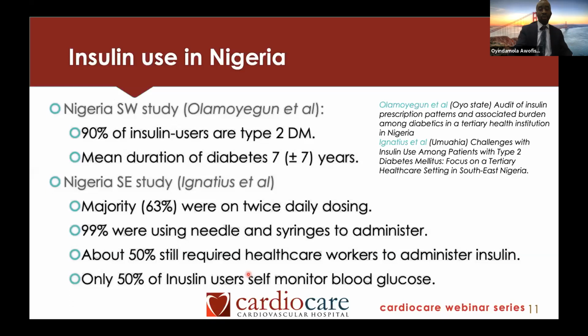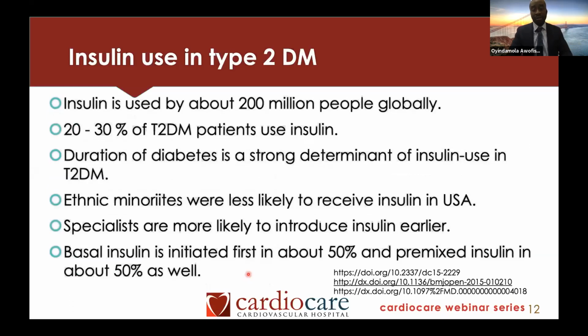Okay, I'll look at some more global trends now, which shows how much people are using insulin globally. This is over 200 million people that are using insulin globally, which is a lot of people. Among patients with type 2 diabetes, from studies all over the world, on average, between 20 and 30% of patients with type 2 diabetes are on insulin. And one of the major determinants, especially among people with type 2 diabetes, is the duration of diabetes. The longer the duration of diabetes, the more likely there will be need for insulin.